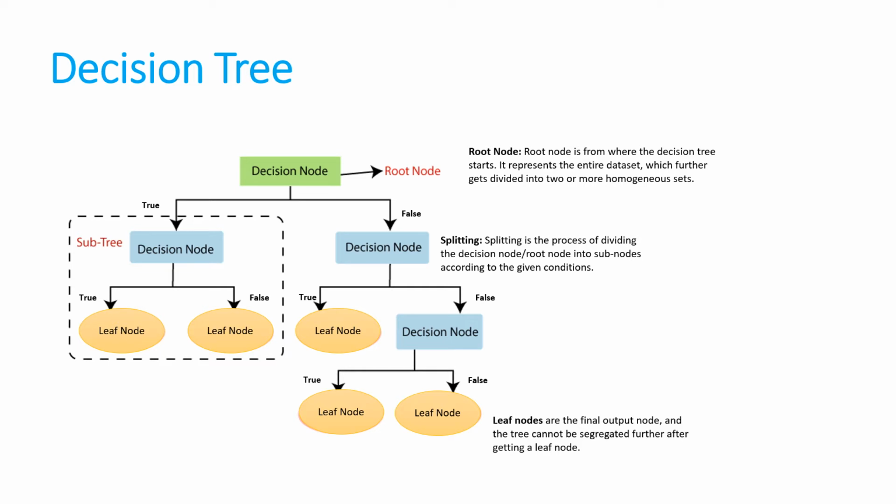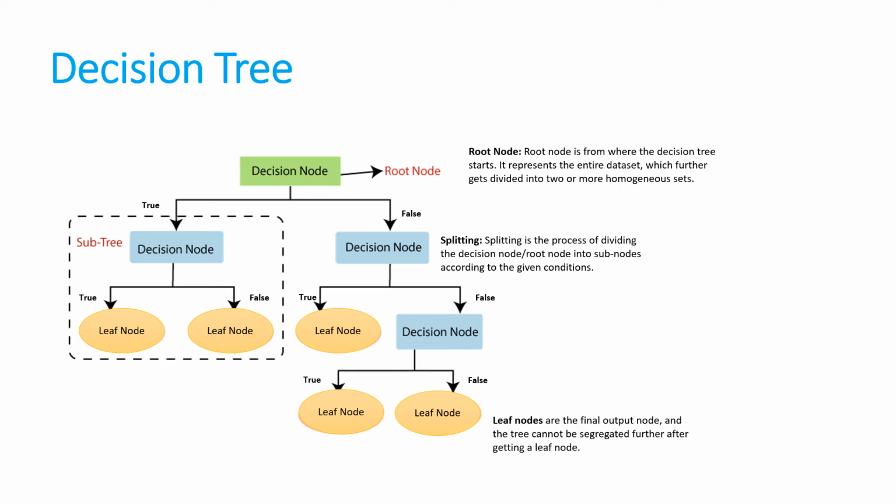This is how the decision tree will look. It is just like a tree structure with root, branches and leaves. So these are the basic terminologies being used. A root node, a decision node. It is the node from where the decision tree begins.